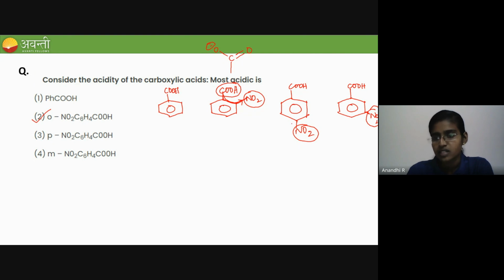But in the case of para and meta, the nitro groups are a little bit farther away from the COOH group. They will also withdraw the electrons, but not as effectively as the ortho compound does. So that's why ortho-nitrobenzoic acid is more acidic in nature, since the nitro group is very near, adjacent to the COOH group. Okay. Got it? Do you have any doubt? Is the question clear to you all?